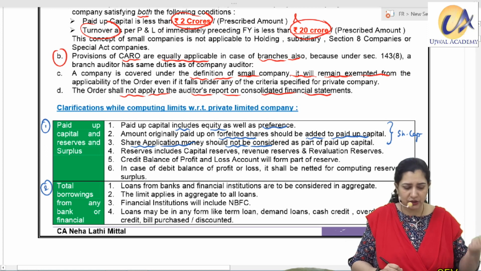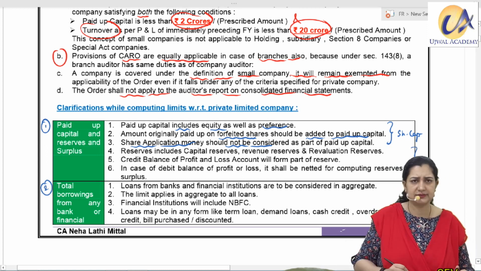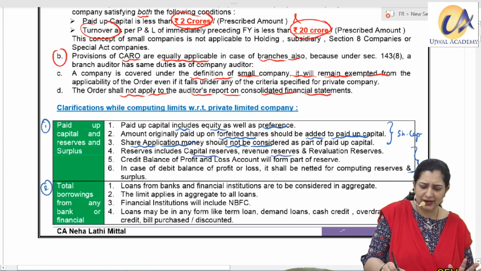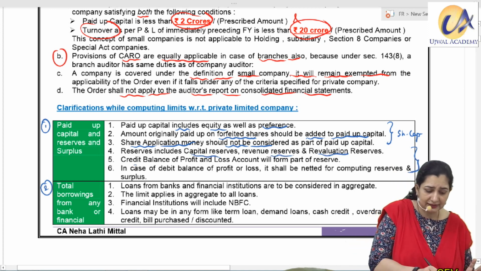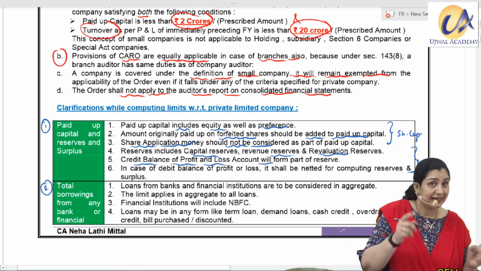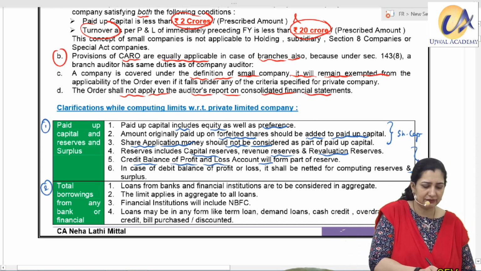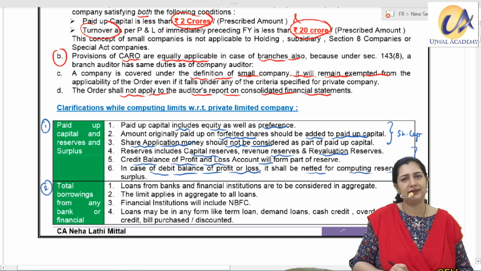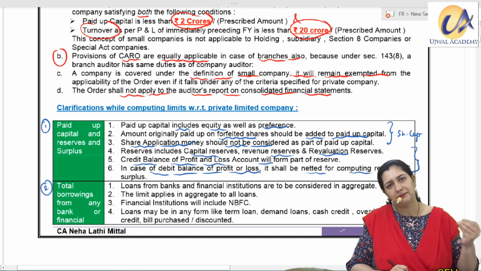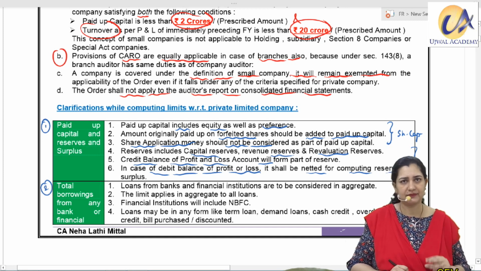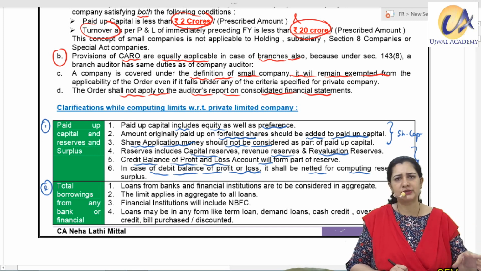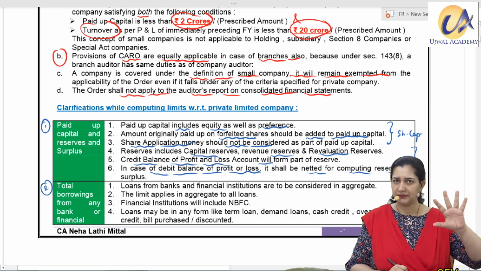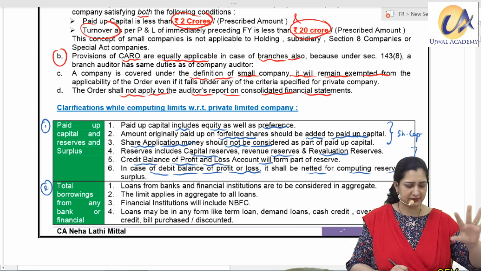Then reserves. We already said we include all the reserves: capital, revenue reserves, revaluation reserve, everything. Even the P&L credit balance is taken. But in case of a debit balance of P&L, that is a loss, it should be netted off for calculating reserves. So if there's a loss, minus that. We have problems on this, which we are going to do right after completing this point. So this was about share capital and reserves.